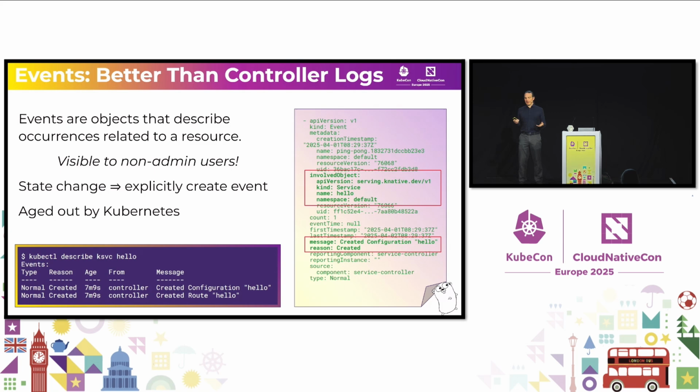So if you are authoring a controller, think about what the events that are reasonable and relevant are. When there's a state change, you probably want to create an event. If there's no state change and you just checked everything, don't create an event. That'll put a whole bunch of noise on the API server. You can crash your cluster. It's a fun time. Done it. Needed to take out that controller and rebuild it to take out those events.